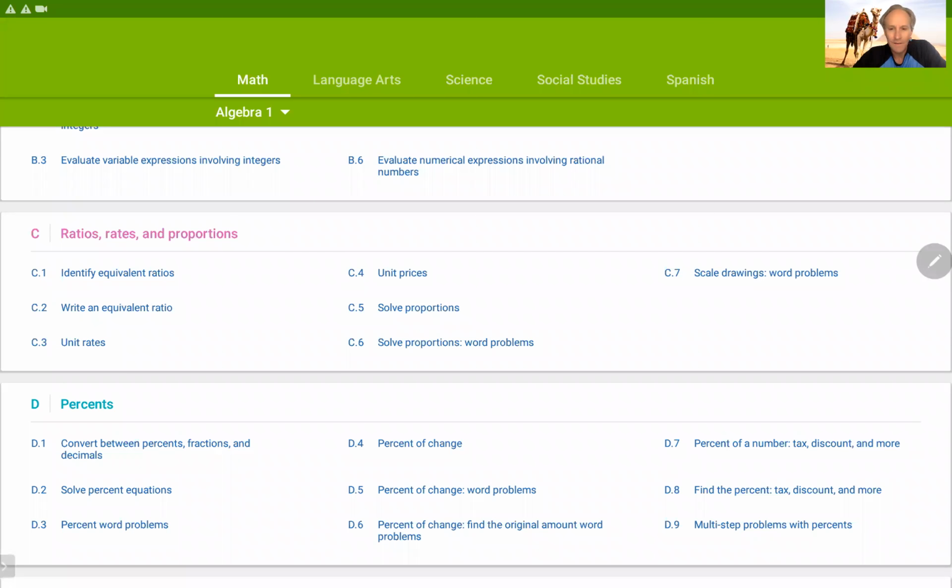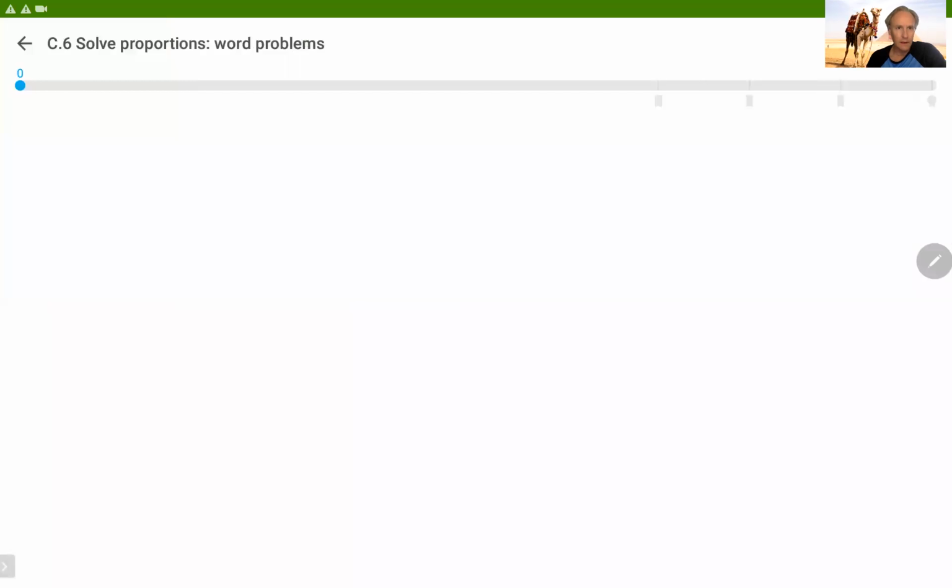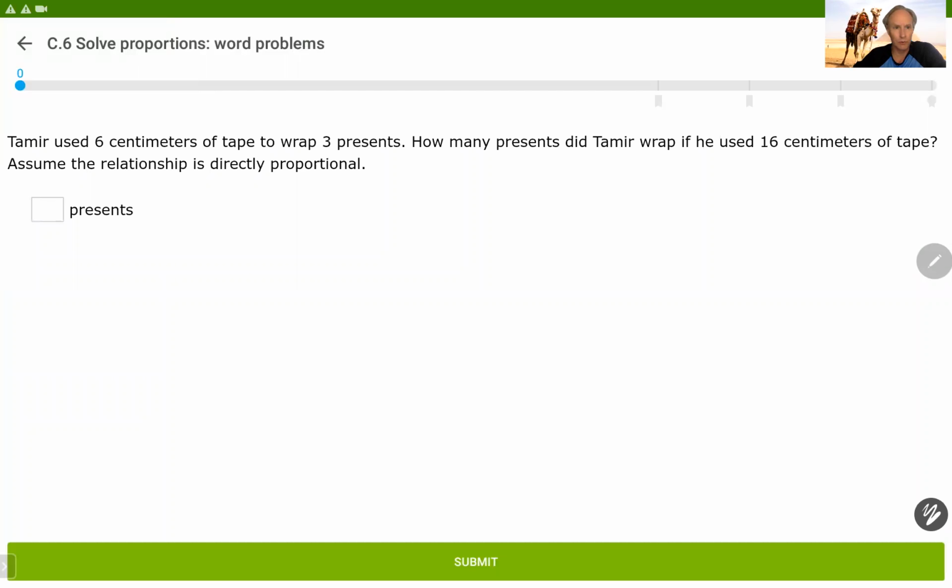Okay, this is one of the most useful sections in all of IXL because for standardized testing, a very, very common word problem that you're going to face is proportionality. Solving proportions in word problems is probably one of the most useful. So we're going to do that today, and we're going to set up proportions.